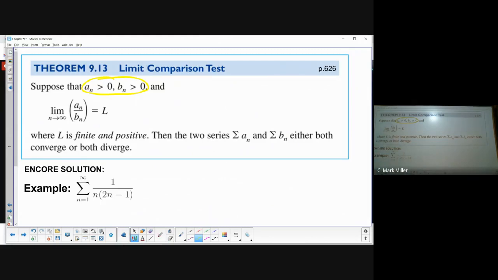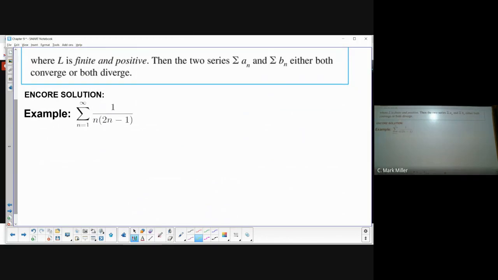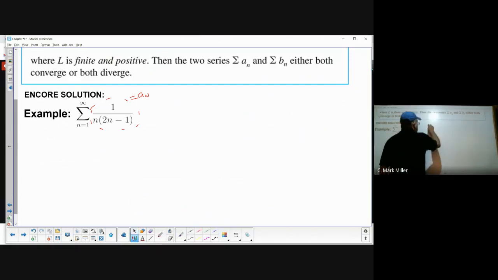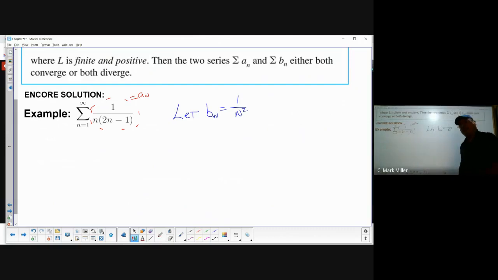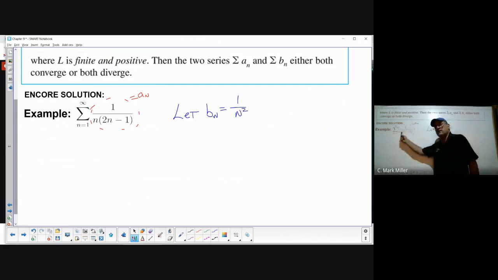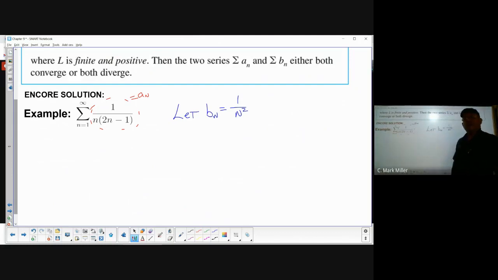So back down here, this right here is, remember, that's AN. From our last example, we kind of saw that this behaves like 1 over n squared. So we're going to let BN equal that. Now we don't care if 1 over n squared is bigger or smaller than the stuff over here. Now, using the direct comparison test, we did care. For the limit comparison test, we don't care.